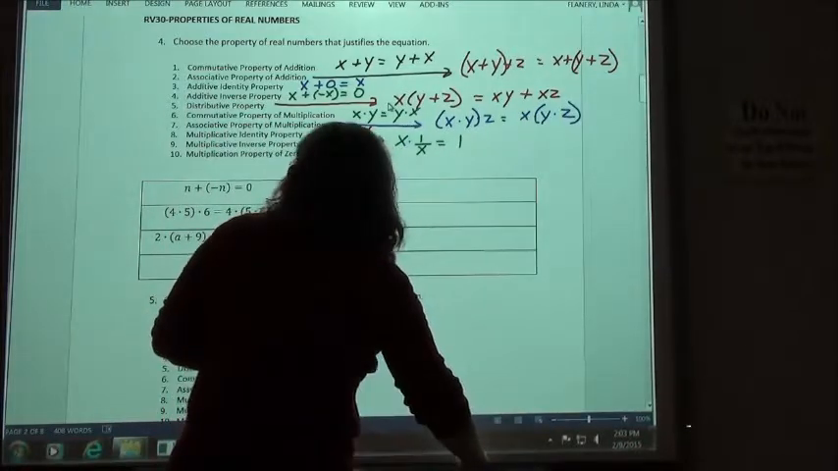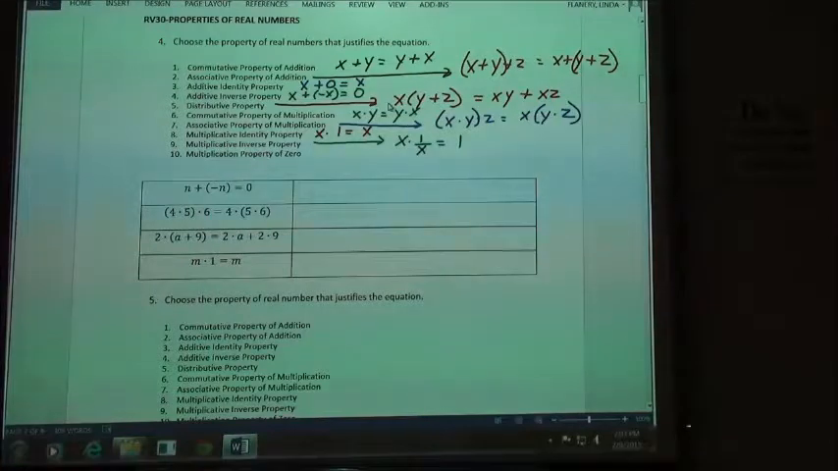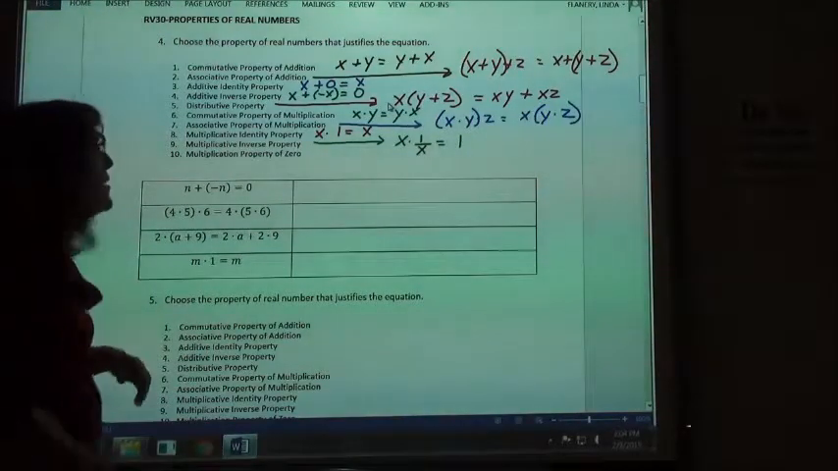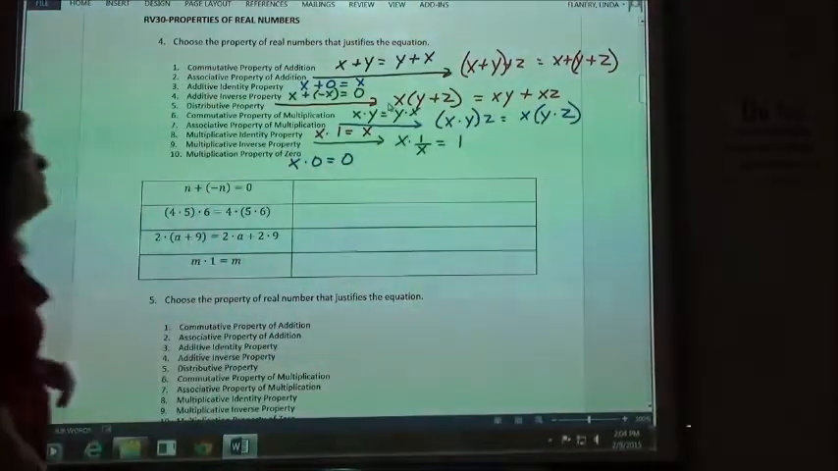A number times its reciprocal is always equal to 1. And then the last property, multiplication property of 0, just like it sounds. If I take something times 0, I'm always going to get 0. So x times 0 is equal to 0.